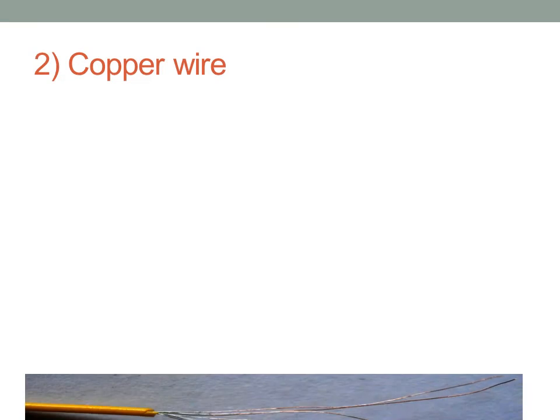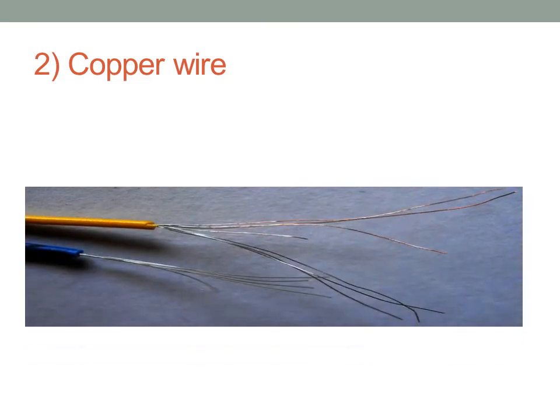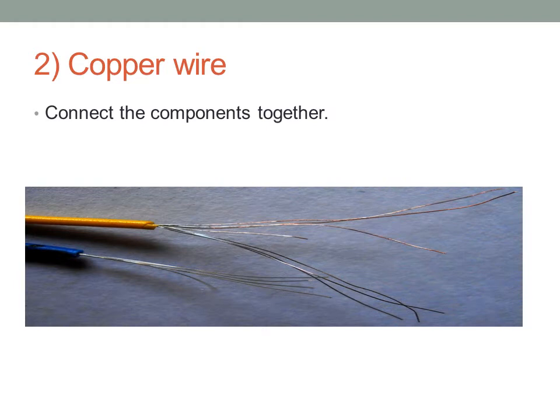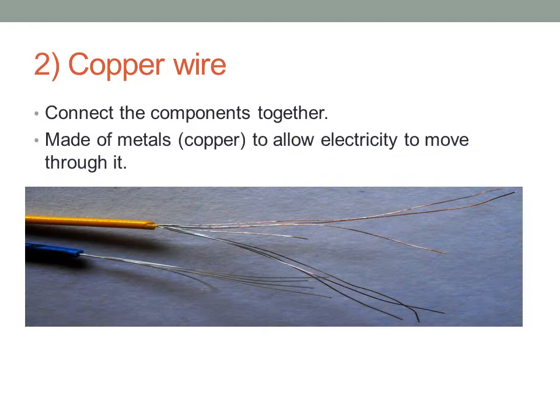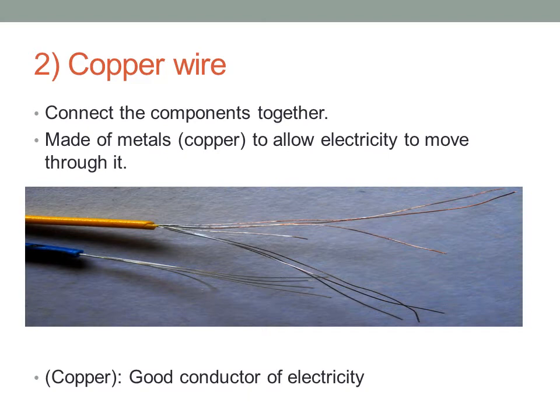Okay. The second component is called the copper wire. You know that copper is a metal, and this metal allows the electricity to move through it. Okay? So this connects the components together. If I have the bulb, I need the wire to connect the components together with the battery. So it's made of metal to allow the electricity to move through it. So the copper here is a good conductor of electricity. What is the meaning of good conductor? It makes the electricity move through it.